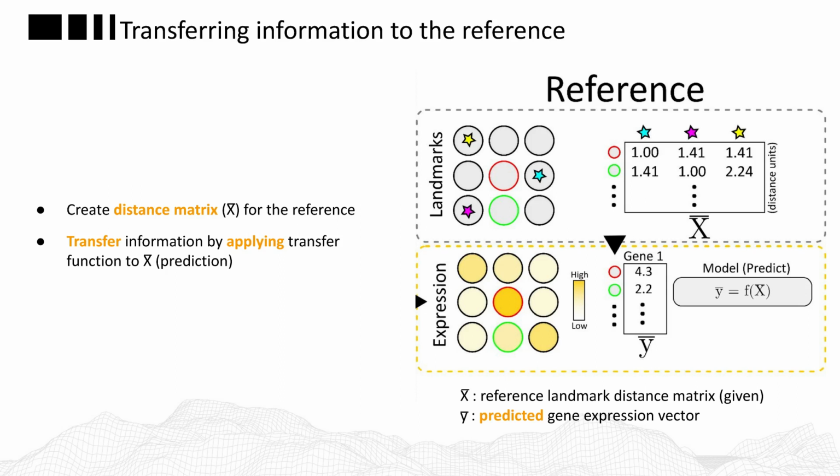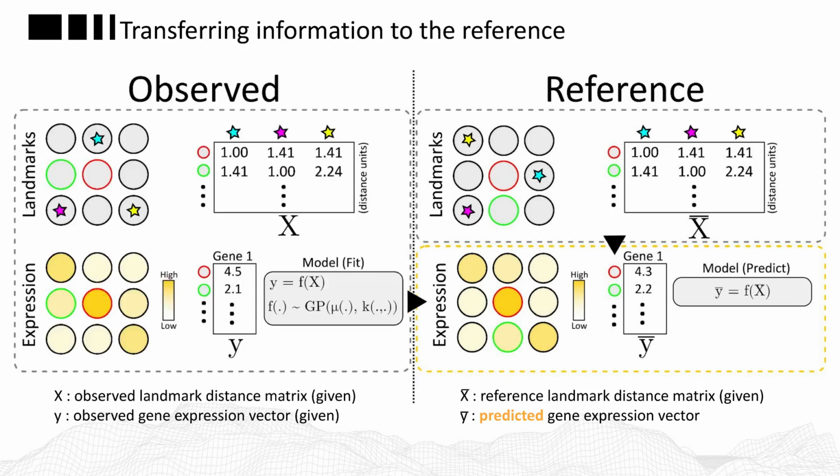And we then transfer the information from the observed data to this reference by applying the transfer function that we learned to this X bar, allowing us to predict the gene expression at each location within the reference. And here you can see the whole flow of information from how we learn the transfer function in the observed data to how we predict or infer the gene expression in the reference.